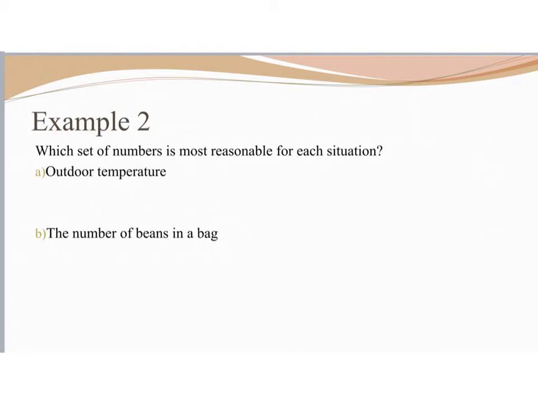Example 2 says, which set of numbers is most reasonable for each situation? When I look at part A, it says an outdoor temperature. Well, if you're living in Michigan, we know that we have positive temperatures in the summer months and most of the year. We do know that there are times where we can hit 0, so that would mean I would have at least whole numbers now, not just natural numbers. And then in some cases, we even hit temperatures below 0 or in the negative region. So I would say that we would need integers to represent temperatures.